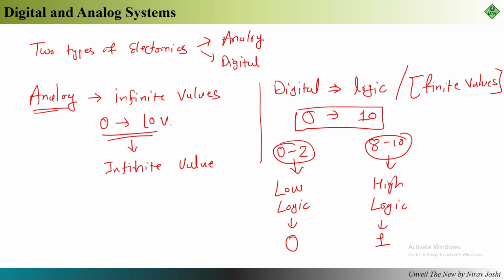So there can be different examples. If the voltage range is 0 to 5, then 0 to 1 can be considered low logic, and 4 to 5 can be considered high logic. It depends on the manufacturer, how they design it. So the clear-cut difference between analog and digital always lies in the number of values. Digital will always play in low logic or high logic, that means 0 and 1.